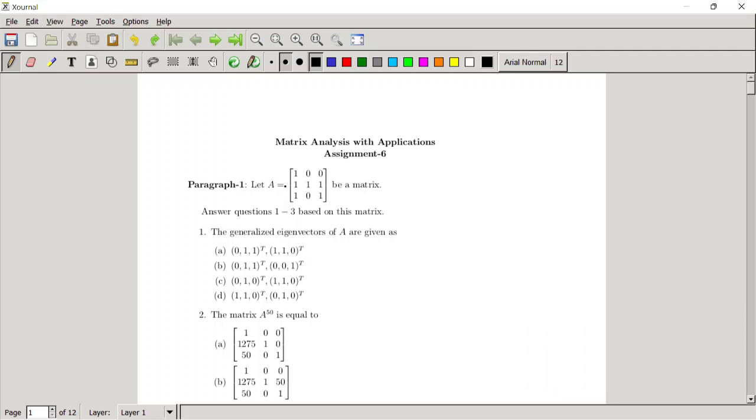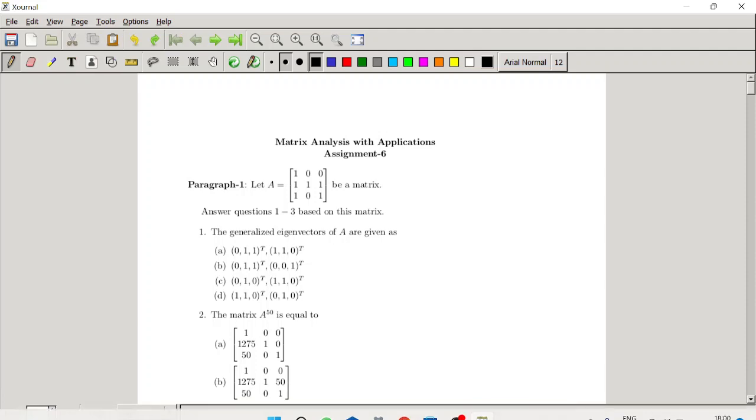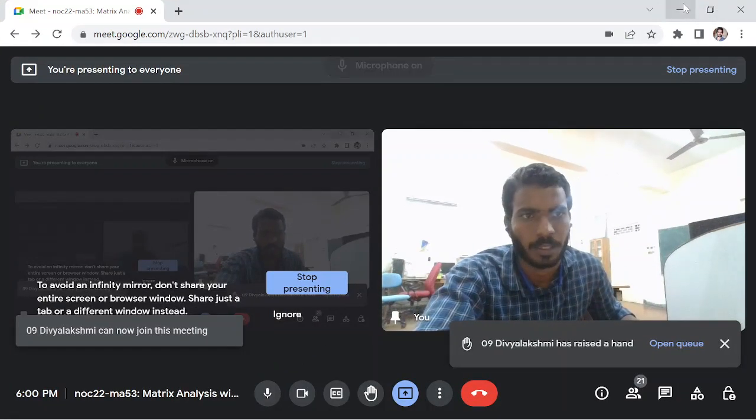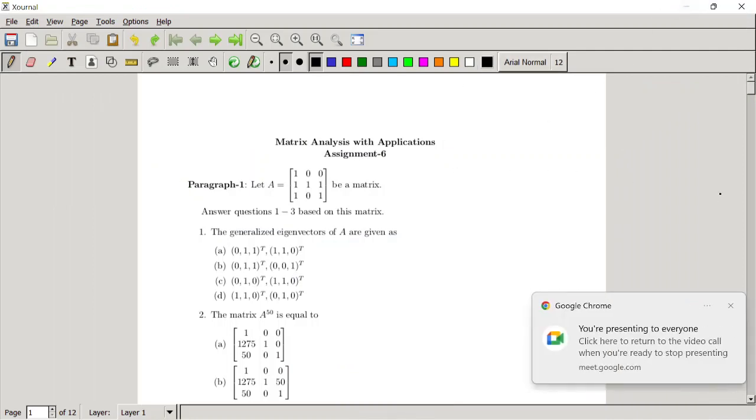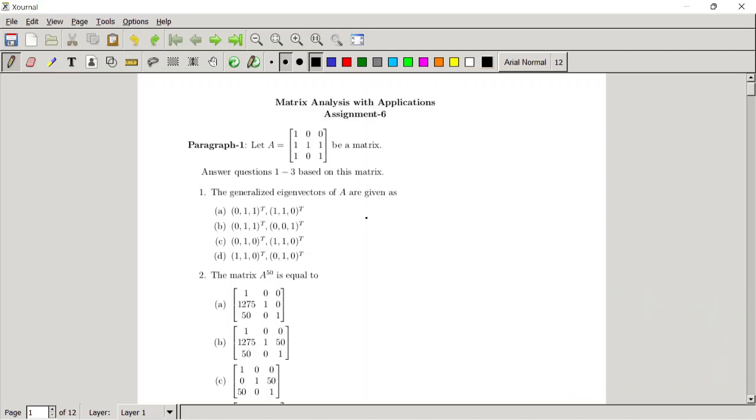Given a matrix A, 1 0 0 1 1 1 1 0 1. So this is the matrix given, A equal to 1 0 0 1 1 1 1 0 1. The first three questions are for this matrix only.